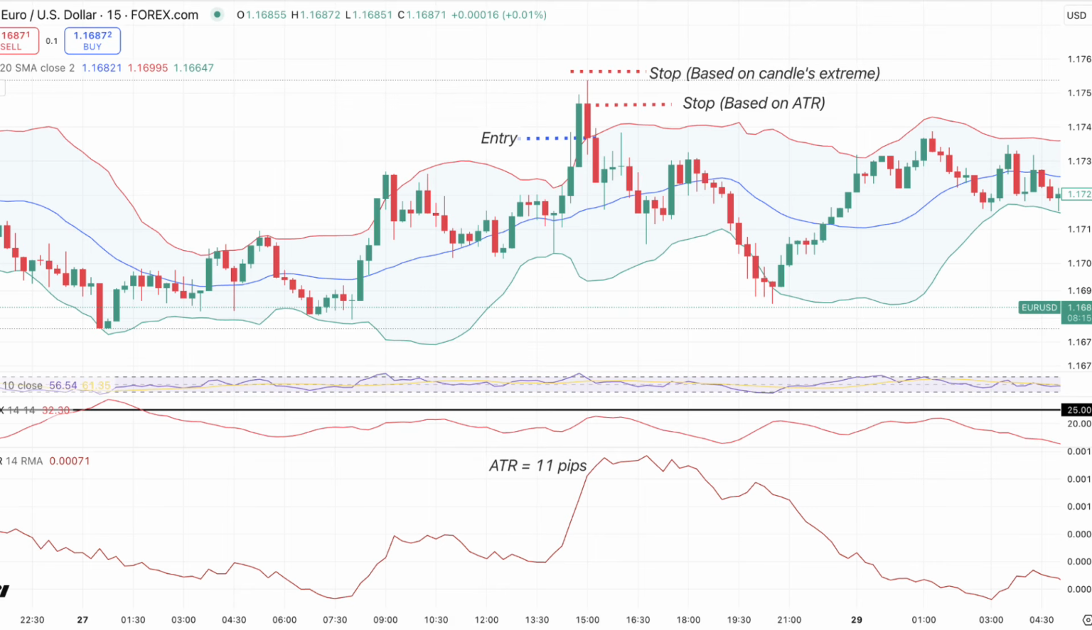So for your stop loss, you're going to place it just beyond the signal candle's extreme or 1 ATR beyond entry, whichever is farther. As we know, the ATR measures volatility, so this ensures that your stop is far enough away so that you don't get stopped out on the noise.